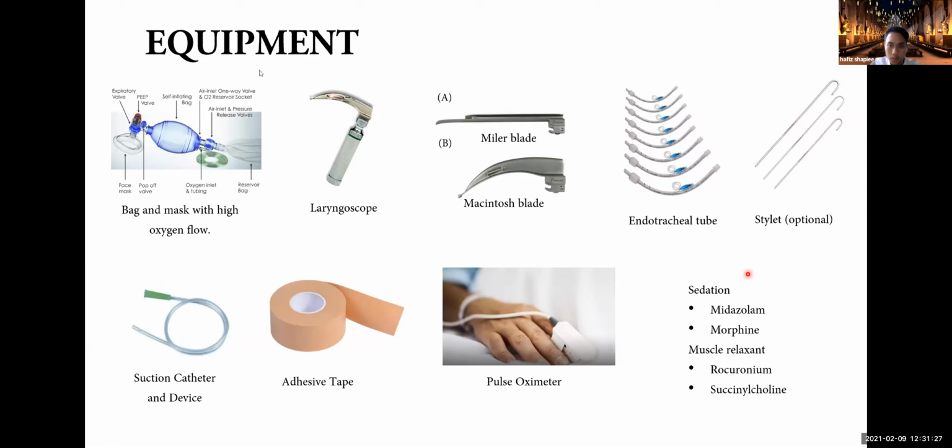pulse oximeter to check its oxygen, and sedation and muscle relaxant. For sedation, we can use midazolam and morphine, and muscle relaxant can be used to ease the insertion of the endotracheal tube. They are rocuronium and succinylcholine.